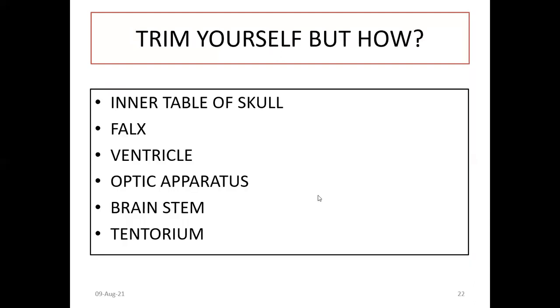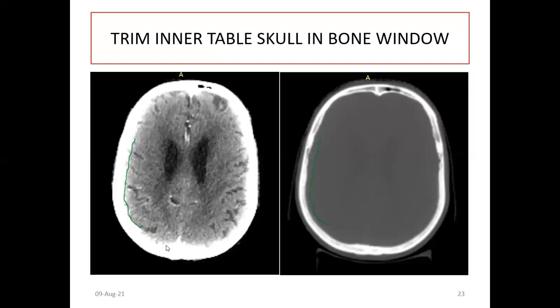So how to trim ourselves? Trimming is very important, and it is the main crux. You have to trim out about the inner table of skull, falx, ventricle, optic apparatus, brainstem, and tentorium. So when you are doing the CTV delineation after giving the 2 cm margin, you have to trim from the skull. The skull is a barrier.